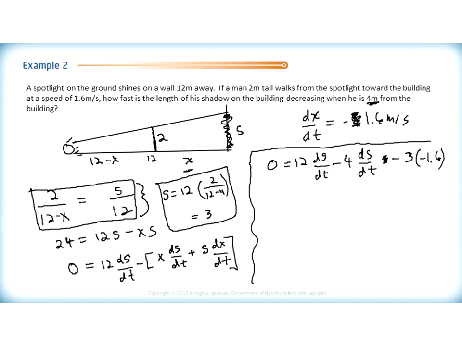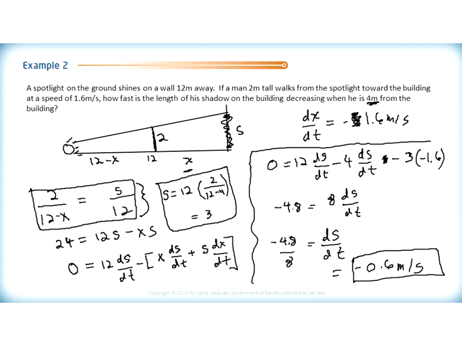So we put this stuff together and we have 8 times ds over dt should be equal to negative 3 times 1.6, which is negative 4.8. Okay, so then ds over dt is the rate at which the shadow's size is changing. That'll be negative 4.8 divided by 8, and that looks a lot like negative 0.6, because 6 8s are 48, and that was in meters per second. So yes, the shadow is in fact shrinking at about 60 centimeters every second.